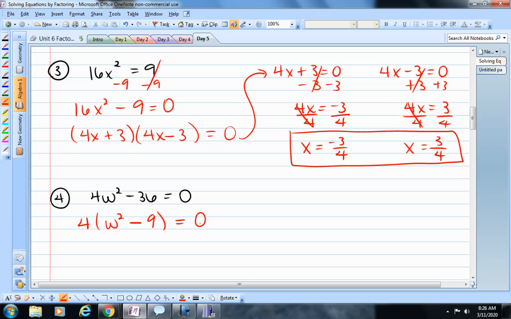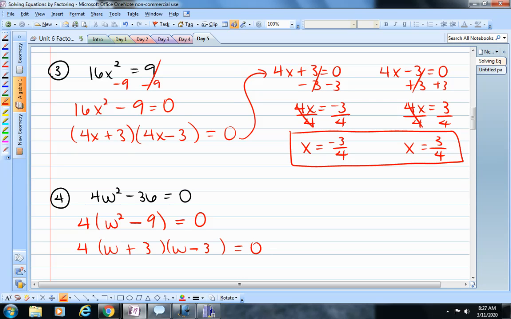Is that finished factoring? No, because in parentheses, this is a difference of squares again, isn't it? Okay, so keep your 4 out. And what multiplies times itself to get w squared? W. What multiplies times itself to get 9? 3. Goes in the middle. Now are we factored completely? Okay, so always look for GCF first.